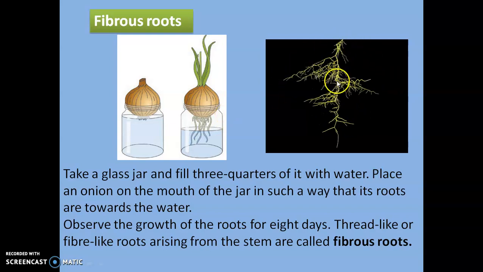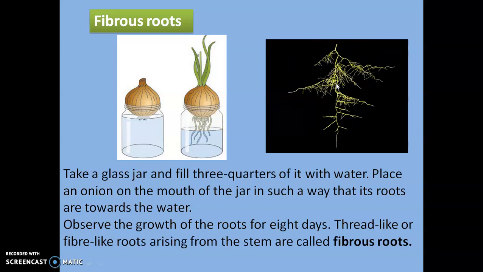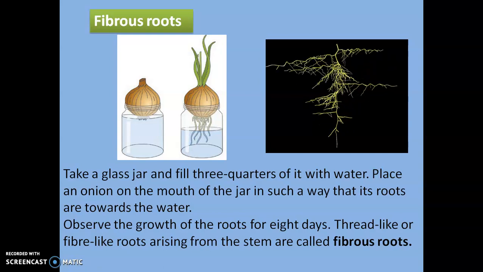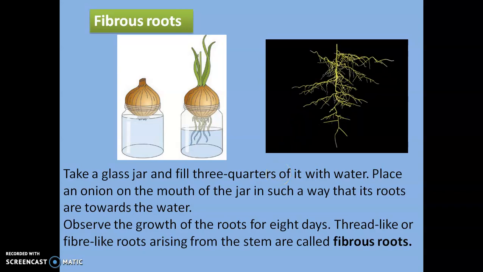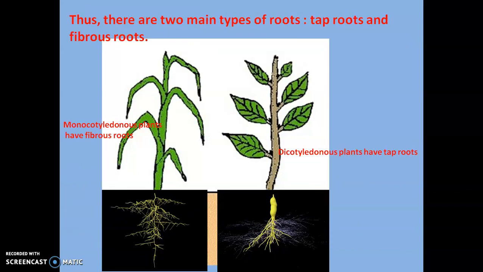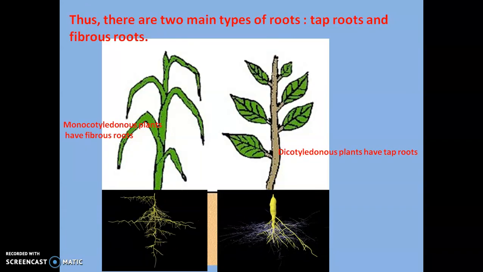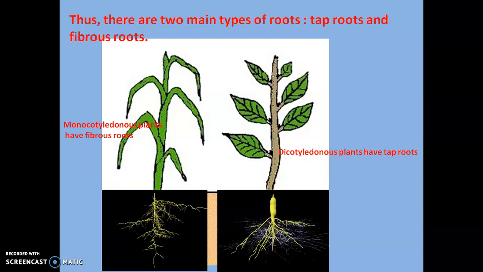See, these are the fibrous roots. There is no main root as such. There is no primary and secondary root. All the roots are very small, delicate and alike. So these are called fibrous roots. Thus, there are two main types of root: taproot and fibrous root.